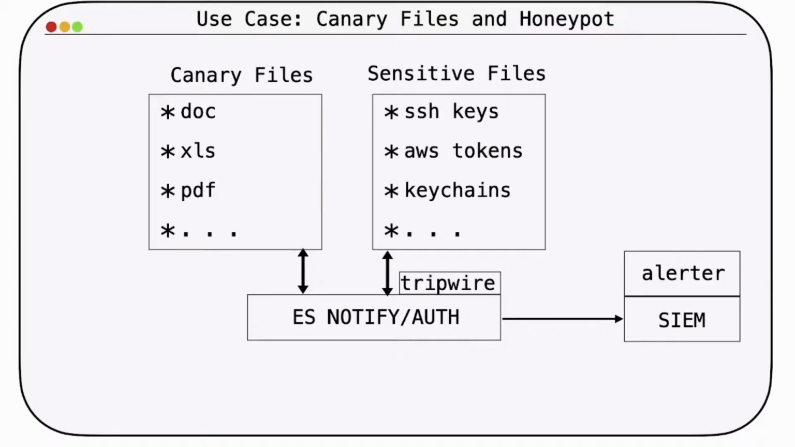FSKit makes this super easy because we can package it up as an app or an app extension and use MDM to deploy it to thousands of machines. Because creating canary file systems by hand would be kind of a pain.